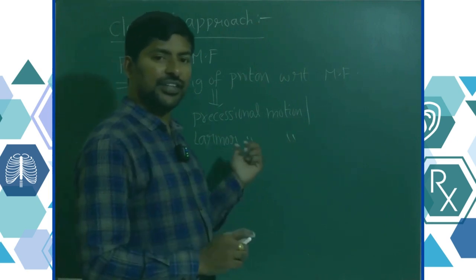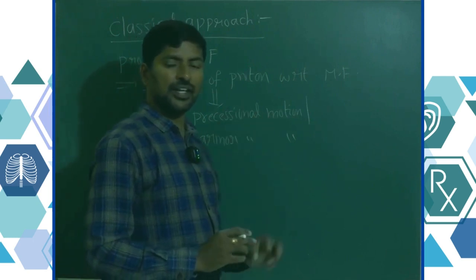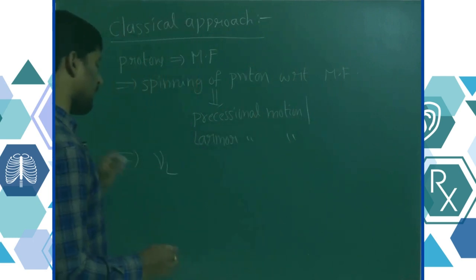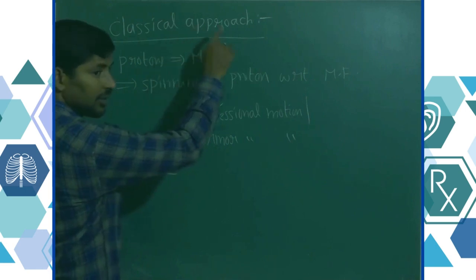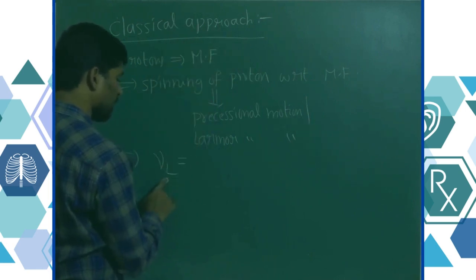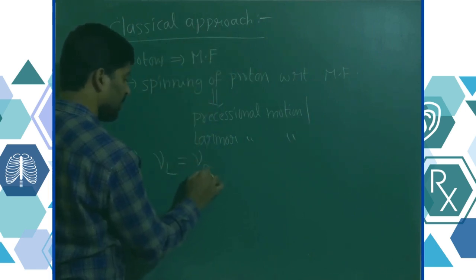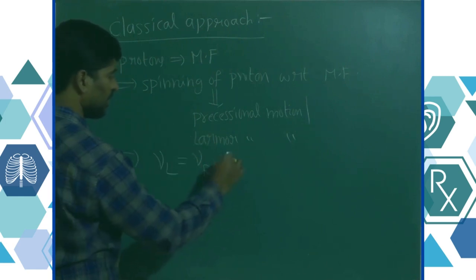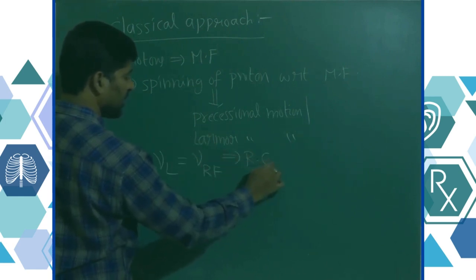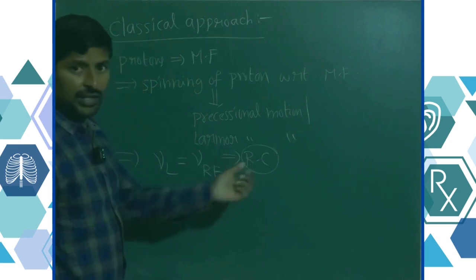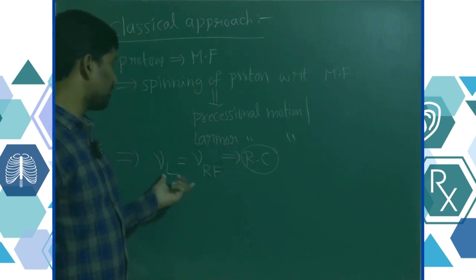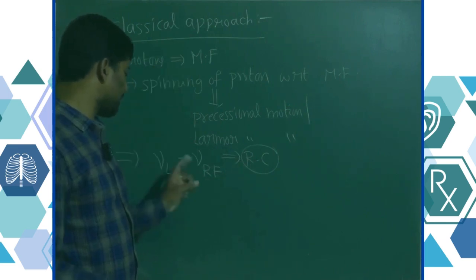How many rotations it does with respect to the applied magnetic field within a given time, that is called the Larmor precessional frequency. So according to the classical approach, whenever that Larmor precessional frequency matches with the frequency of radio frequency radiation, then the resonance condition occurs. Then we will get a signal.